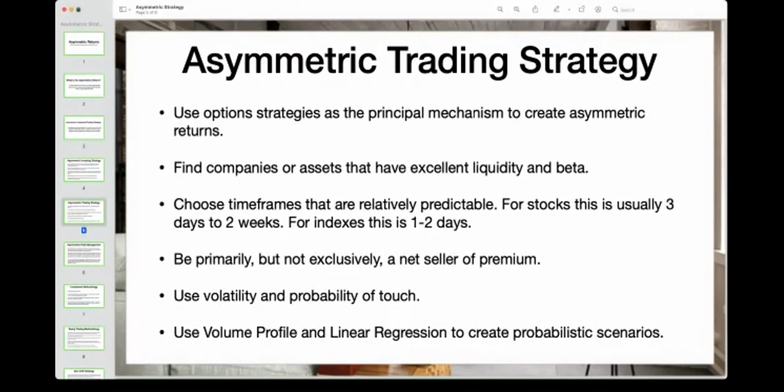We choose time frames that are relatively predictable. For stocks, this is usually around 3 days to 2 weeks. For indexes, it's about 1 to 2 days. Most of our index plays are just 1 day or the last day of expiration.